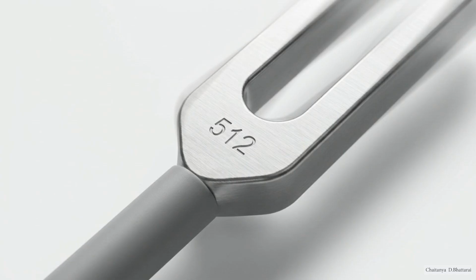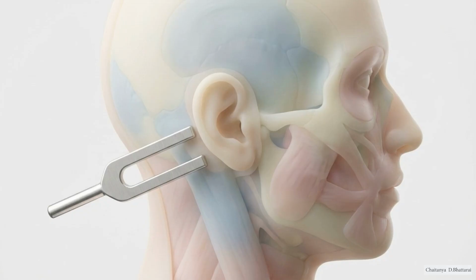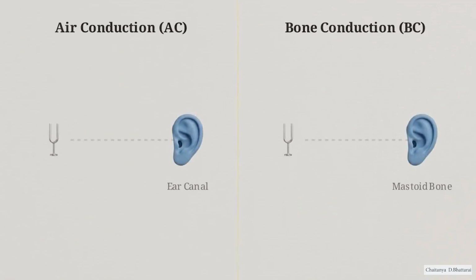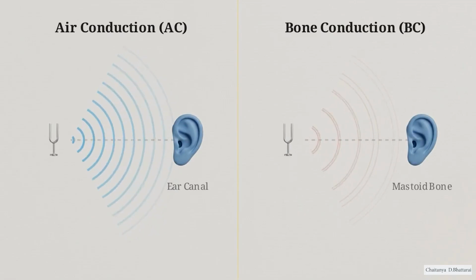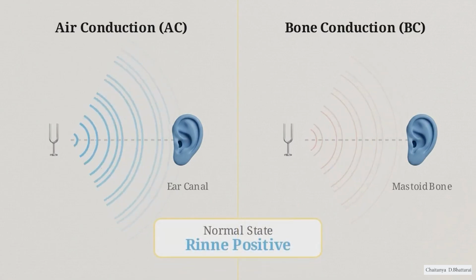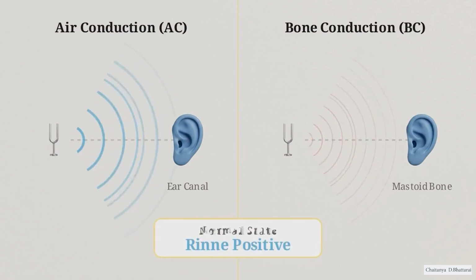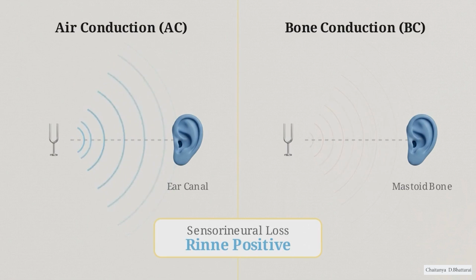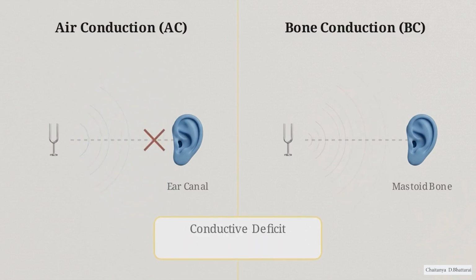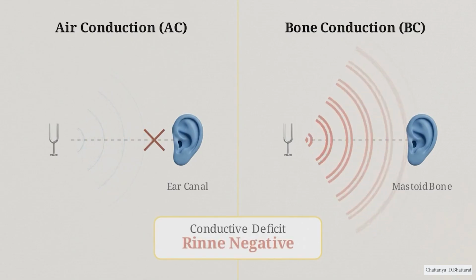If a hearing deficit is detected, we isolate its mechanical cause using a 512 Hz tuning fork. The Rinne test does this by comparing how sound travels through the air to how it travels through the bone of the mastoid process. This split-screen vector diagram compares those two pathways. Normally, air conduction is superior to bone conduction. This is labeled Rinne positive, and it remains true even in a patient with sensorineural hearing loss. But if there is a physical obstruction, conductive hearing loss, bone conduction becomes the superior pathway, resulting in a Rinne negative test.